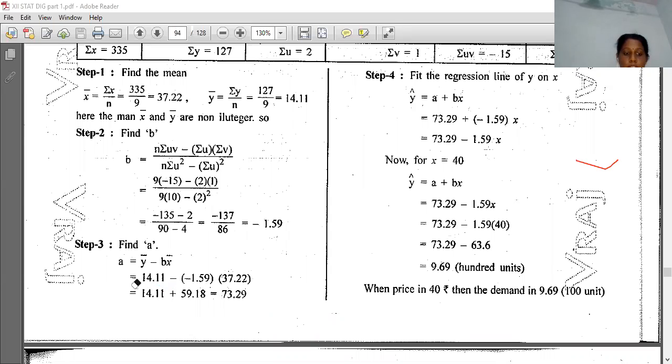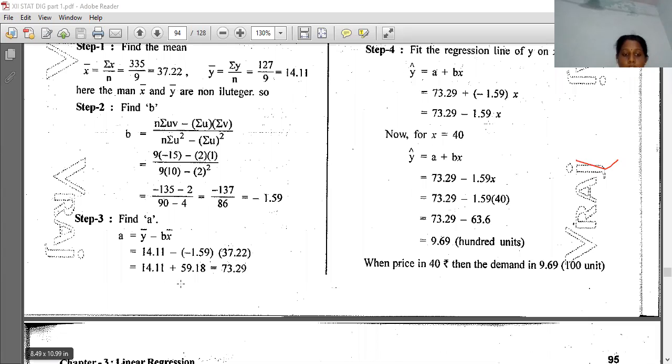So we will substitute the values. So we will be getting 14.11 minus 1.59 into 37.22. So minus 1.59 into 37.22 is minus 59.18. So minus minus, so plus 59.18. So 14.11 plus 59.18 is 73.29. So this is the value of A.